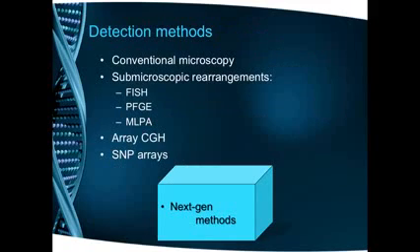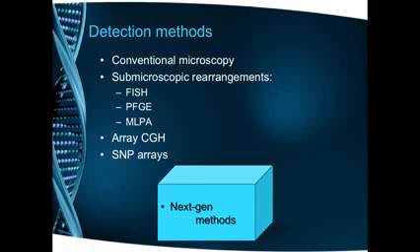So how do we detect these? Well, conventional microscopy, of course, can look at these numeric changes such as trisomy 21. And that's really not something that is particularly new. But when we want to look at submicroscopic rearrangements, which are typically 5 megabases or smaller, then we need to go locus specific. And some of these methods are cytogenetic based, and some of these are molecular.